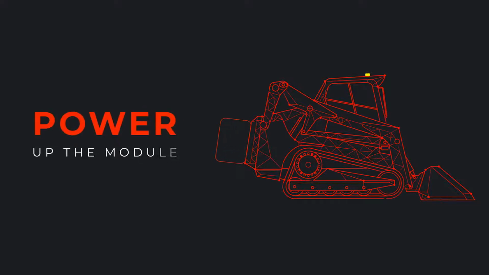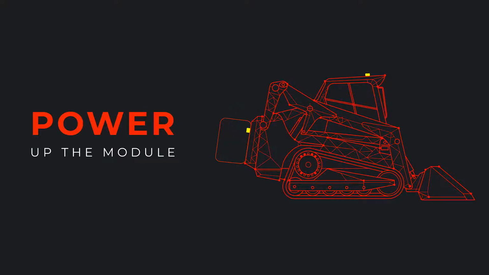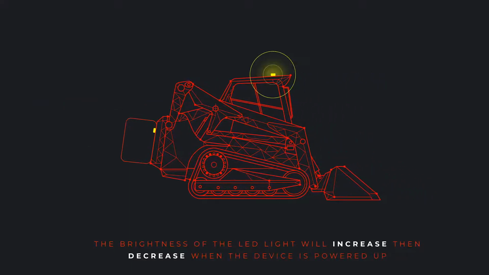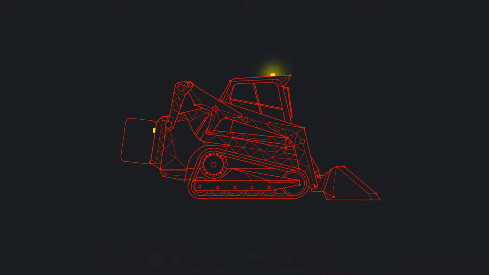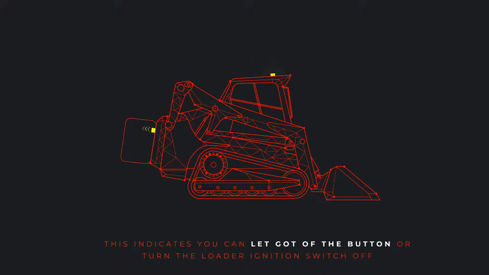Turn on the loader ignition switch or press and hold the button inside the rear door of the machine to power up the module. The brightness of the LED on the module on top of the loader will slowly increase and then decrease again when the device is powered up. This indicates you can let go of the button or turn the loader ignition switch off.